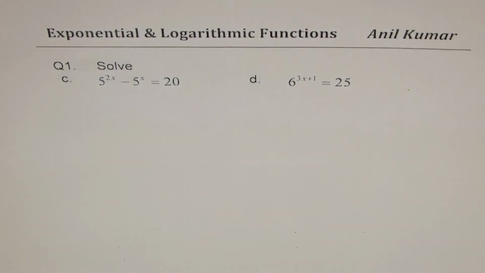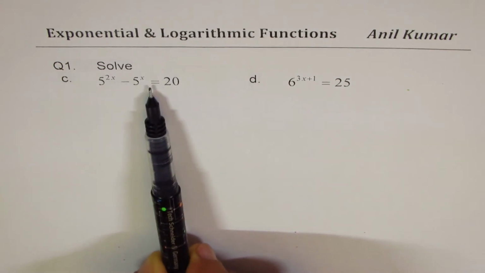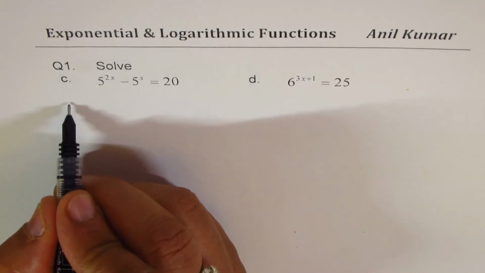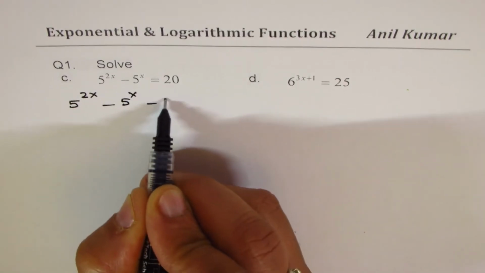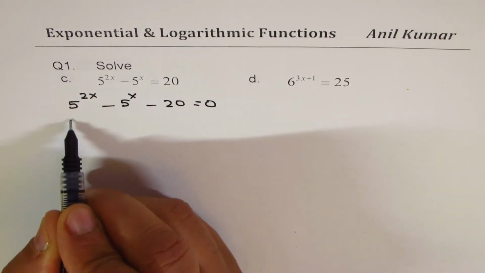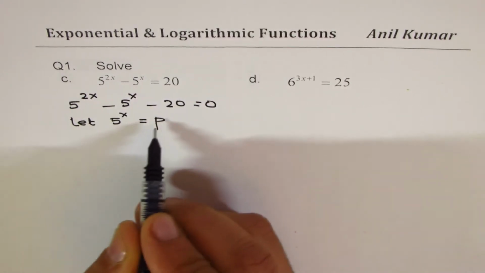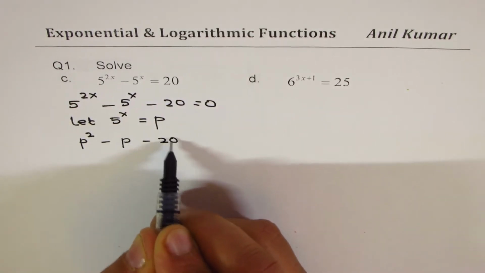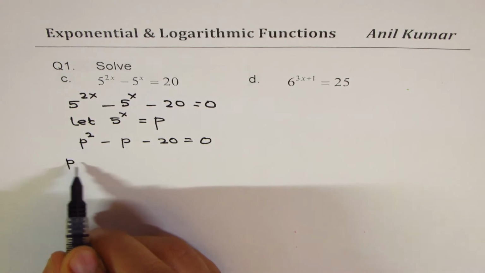So let's take up question number 1c, which is 5 to the power of 2x minus 5 to the power of x equals 20. Now this is different from the previous question in a way that we have a quadratic equation here. Do you see that? Let me rewrite. 5 to the power of 2x minus 5 to the power of x minus 20 equals 0. Let me substitute like this. Let 5 to the power of x be equal to, let's say, p. In that case, I could write this equation as p squared minus p minus 20 equals 0. So I hope you notice it's a quadratic equation, which we can now factor.